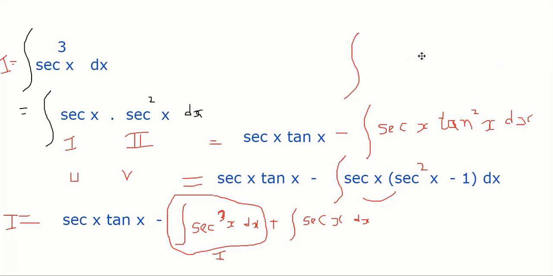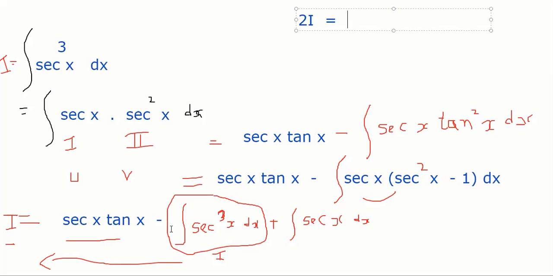I'll explain again what we are doing. So this is I = secant x tan x minus I, because secant cube x dx is the original question, plus integration of secant x dx. So this I, if I take it to the left side, becomes I plus I, or not? It becomes 2I, which means twice the integration which I need.